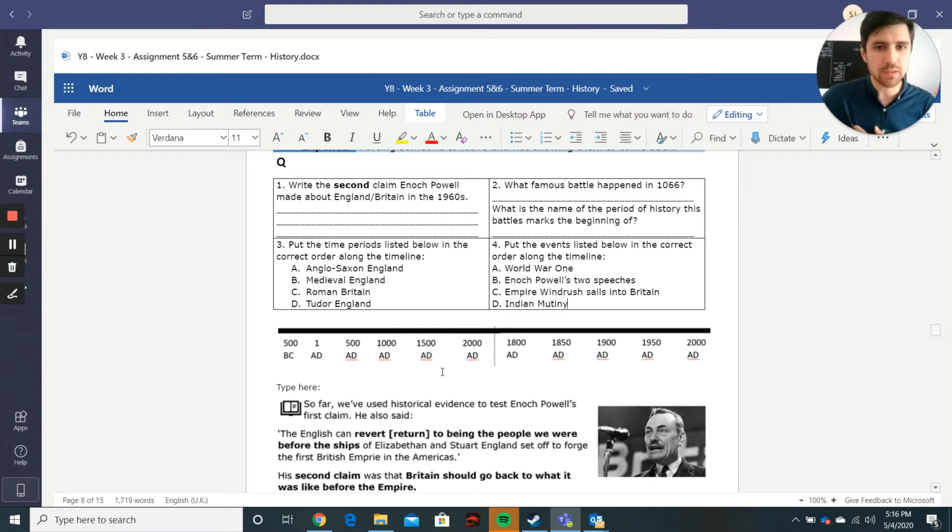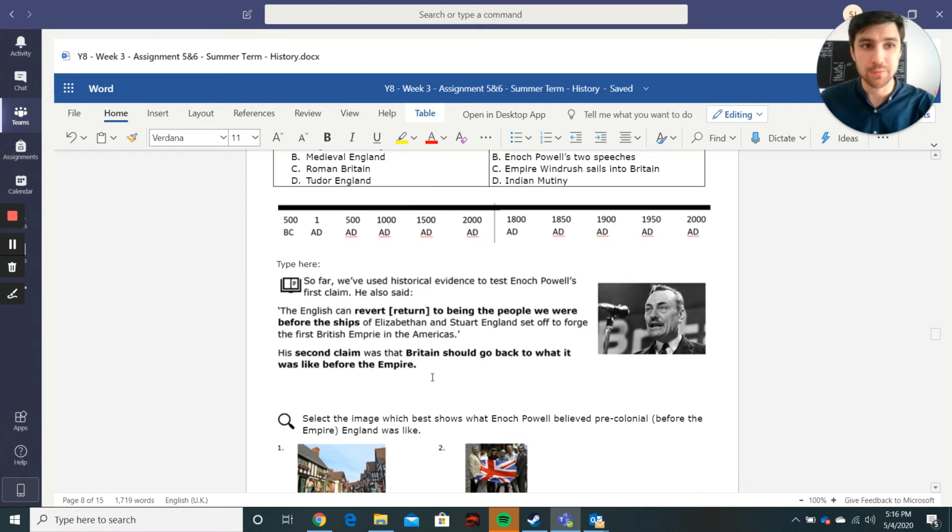Okay, putting those events in order, World War I, 1914 to 1918. Enoch Powell's 2 speeches were in the 1960s. Empire Windrush sails into Britain in 1948. And the Indian Mutiny is in 1857. Apologies if you can hear the ice cream van in the background.